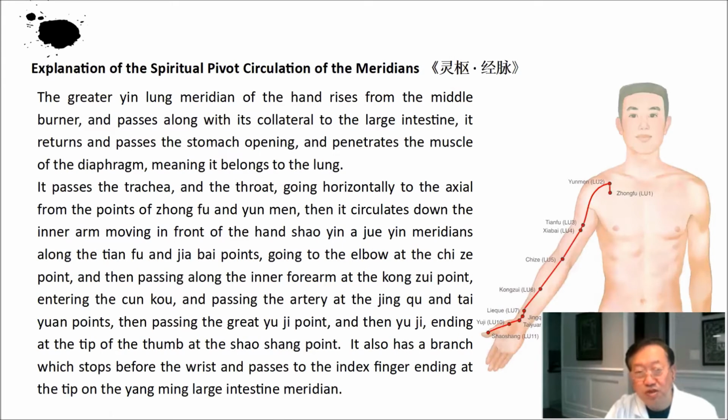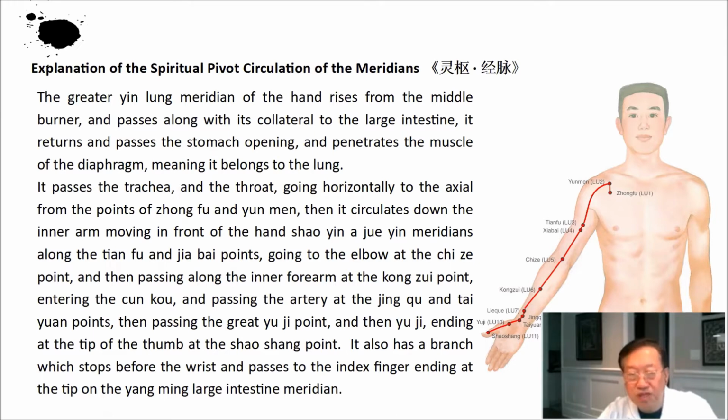Explanation of the above quote. The greater yin lung meridian of the hand rises from the middle burner. It passes along its collateral to the large intestine. It returns, then passes the stomach, opening and penetrates the muscle of the diaphragm, meaning it belongs to the lung.